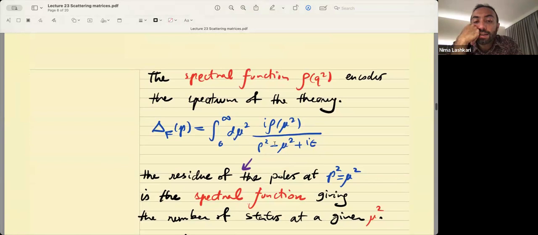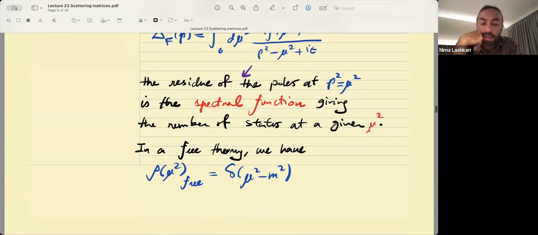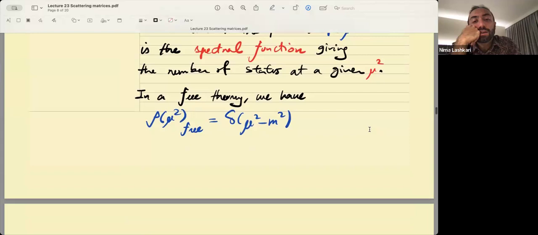And the propagator is the residue, and the spectral function is the residue of the pole at p squared equal mu squared, right? So it gives you the number of states at a given mu squared. I just said that if the theory is free, you just have this.